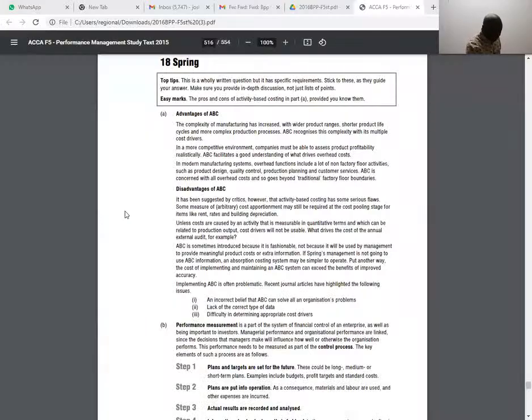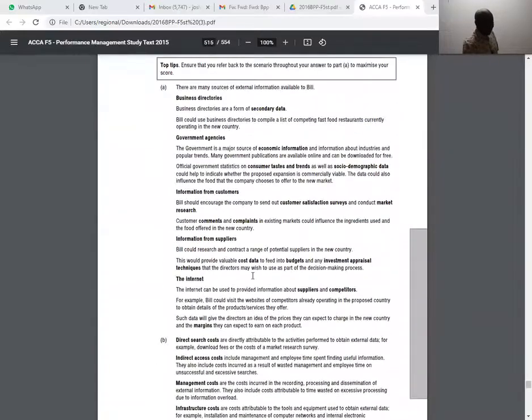Ladies and gentlemen, I want us to cut this short. ABC sometimes introduces difficulty in determining appropriate cost drivers. Yeah, it's very difficult, very subjective. Lack of correct type of data. And then we have the concept of complexity being brought up there. That works for me. Go back to Roman 2.